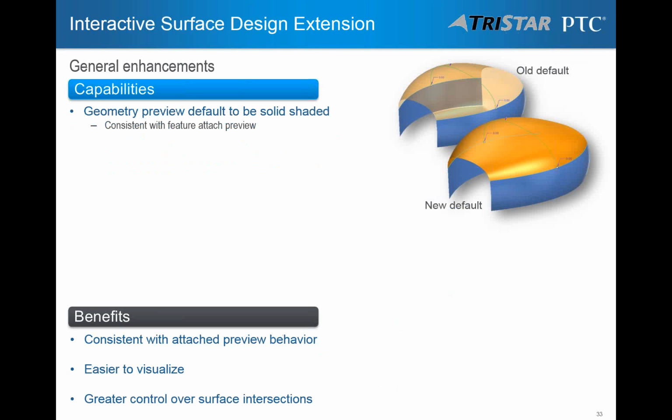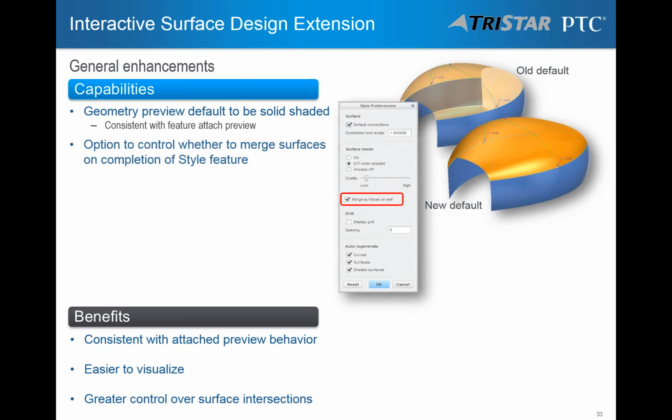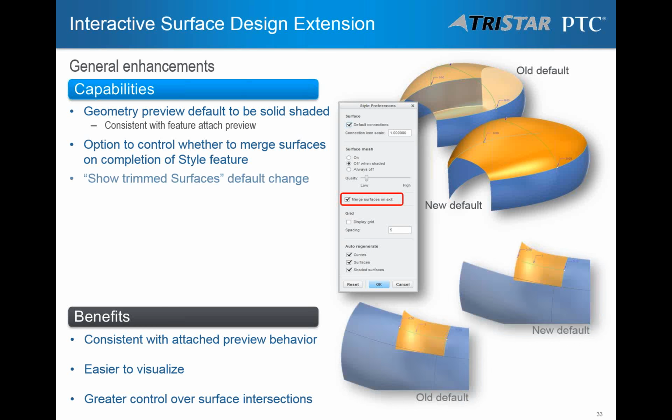We have some general enhancements, some capabilities. The new geometry preview by default is to be solid shaded rather than a transparency shade. We have an option now to merge the surfaces upon the completion of the style surface or style feature. And we have now a change to the show trim surfaces default. So by default, the old preview was to not show the trim surface. The new default is to show it. Of course, these are all settings that can be applied through your configuration.